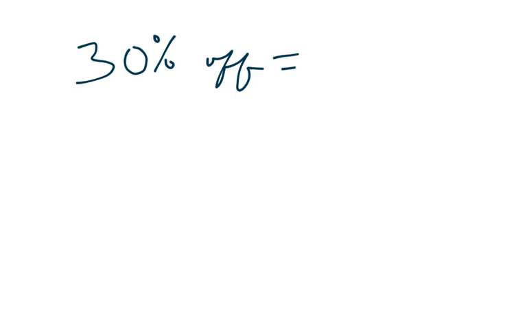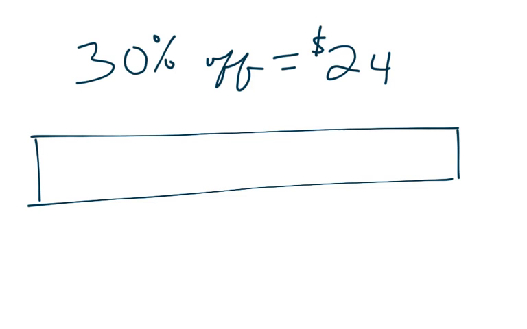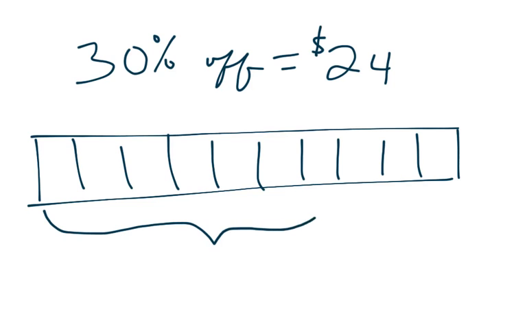Our next problem is talking about a pair of jeans being 30% off, and that 30% off is equal to $24. So now that we're thinking about that, let's think about our 10 boxes here, and we think about the fact that we're going to pay 7 boxes worth. That's going to be the amount we pay. Our discount is here on the end, and so these 3 sections that represent 10% each represents $24.